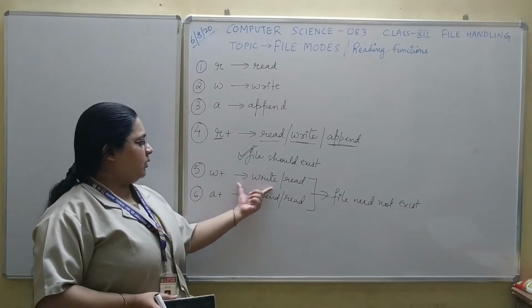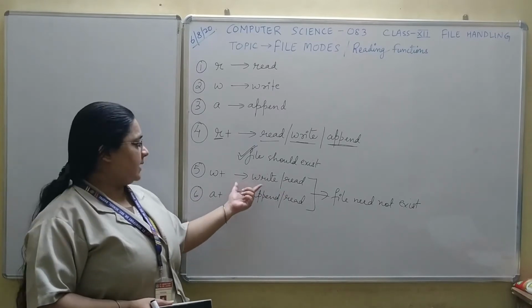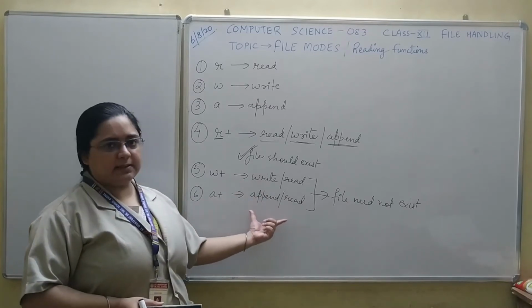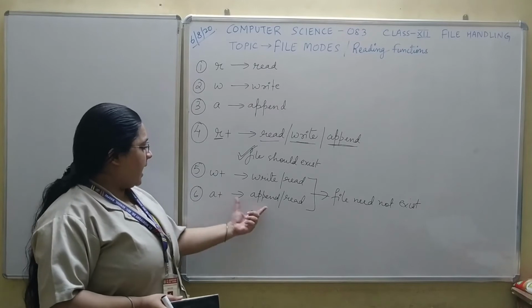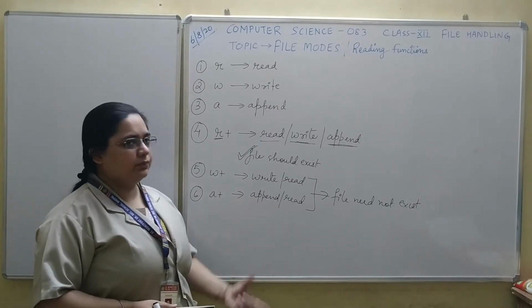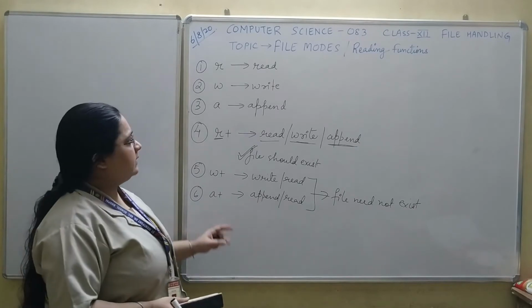But here we can only perform write, that is previous content would be erased. Whereas in A plus, if file doesn't exist, file would be created and it will only add on to the previous contents. It will not remove the previous content from the file.